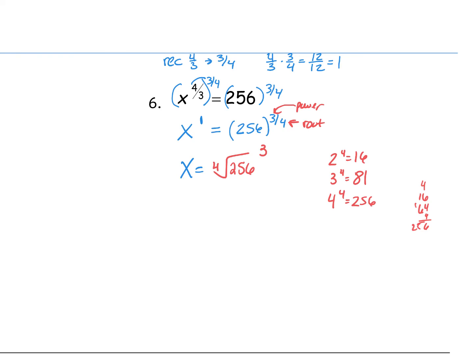That means the fourth root of 256 is 4. So 4 to the third power will be 4, then 16, then 64. And so x would equal 64. But we do have to be careful. So when we're taking an even root of something, we're actually going to end up with plus or minus. And so I'm going to actually end up with plus or minus 64.